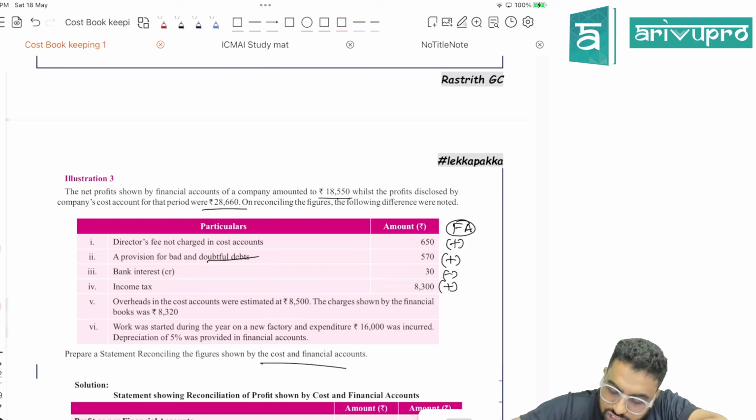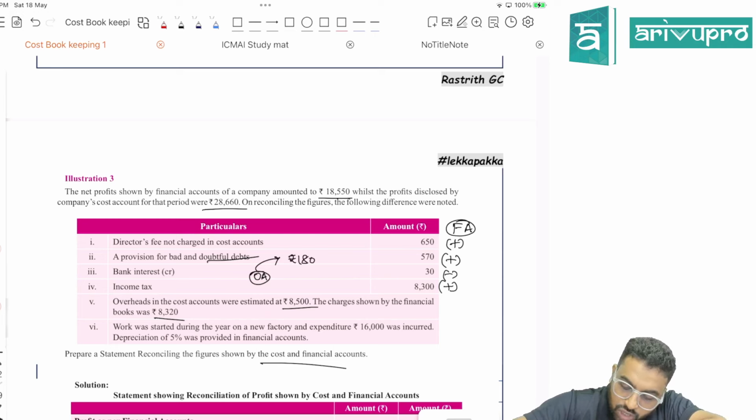Overheads in the cost account is estimated 8,500. In the financial account it is 8,320. It is over absorption, because in cost accounting we showed more expense. How much it is, sir? 180 over absorption. So how to deal with the over absorption, sir? In cost accounting we showed more expense means less profit. In financial accounting we showed less expense, which means more profit. Now I'm bringing the financial account to the cost accounting. So what you should do, sir? You should reduce it from the profit. Show the more expense. If you show the more expense, it reduces the profit. Minus 180. Okay, sir. Done.